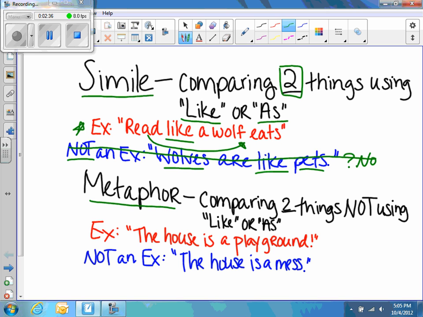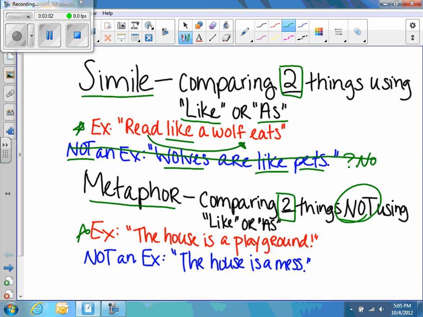Okay, next one is the metaphor. Now, a metaphor is like a simile in that they're both comparing two things. So they're both comparing two things. However, a metaphor does not use like or as. So that's the key difference. Simile, like or as, metaphor, no like or as, but you're still comparing two things. So let's look at our example here.